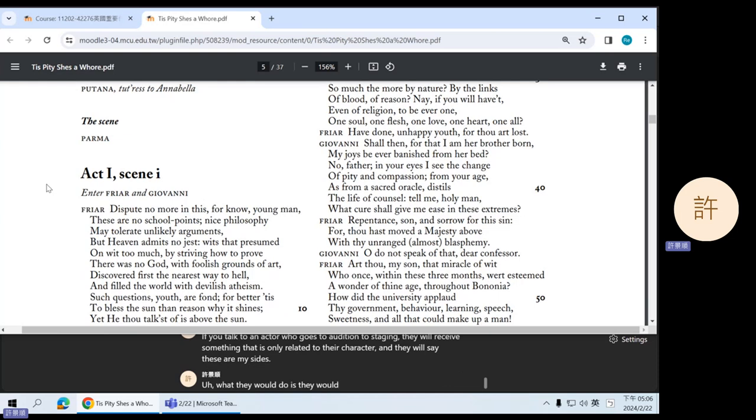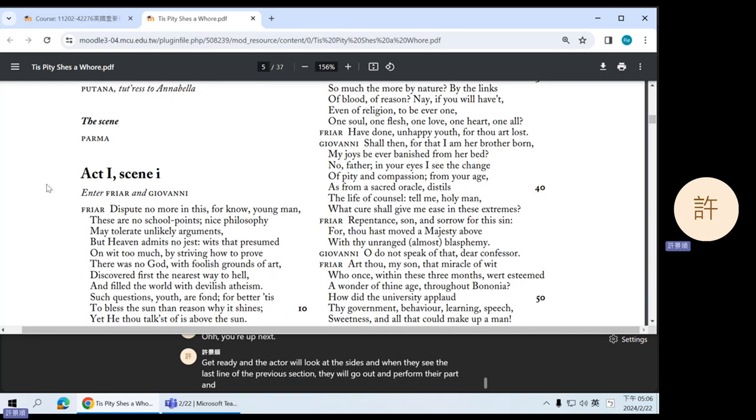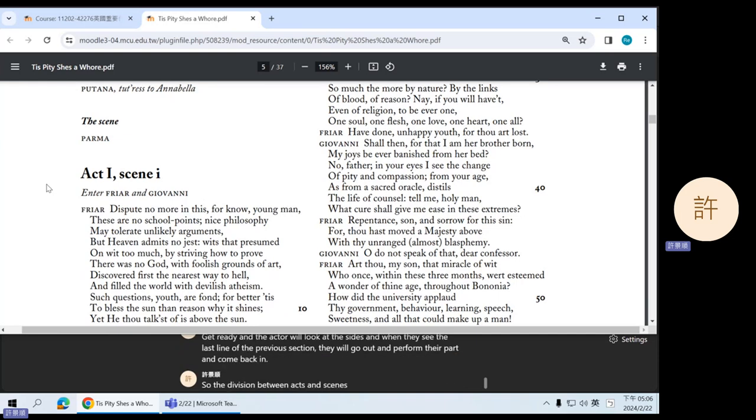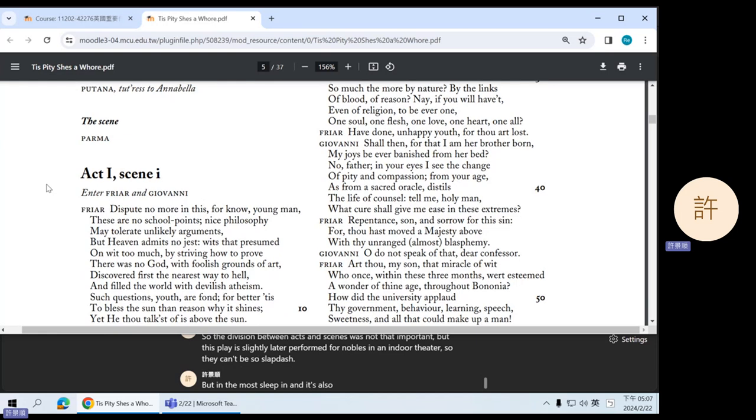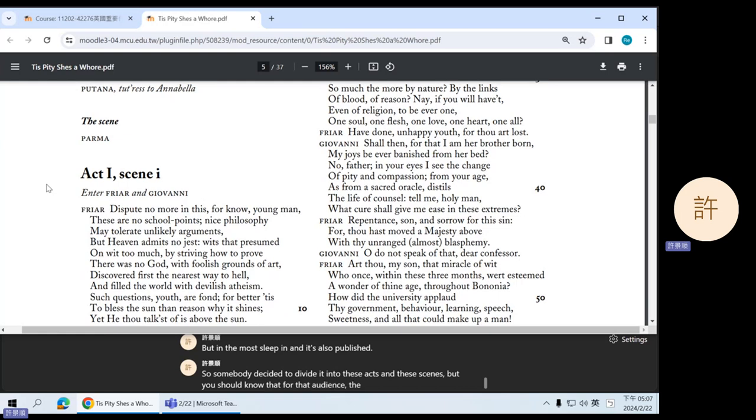What they would do is they would post the sides backstage next to the stage entrance. And so the stage manager is listening to the play, looking at the sides, and can tell the actor, oh, you're up next, get ready. And the actor will look at the sides, and when they see the last line of the previous section, they will go out and perform their part and come back in. So the division between acts and scenes was not that important. But this play is slightly later, performed for nobles in an indoor theater, so they can't be so slapdash. And it's also published. So somebody decided to divide it into these acts and these scenes. But you should know that for that audience, the division is not very important.